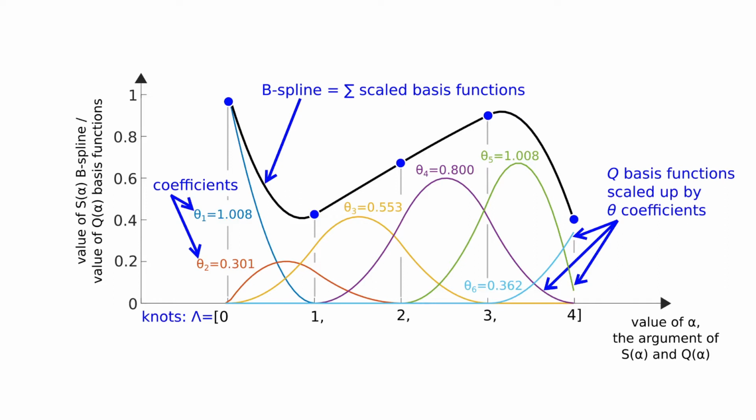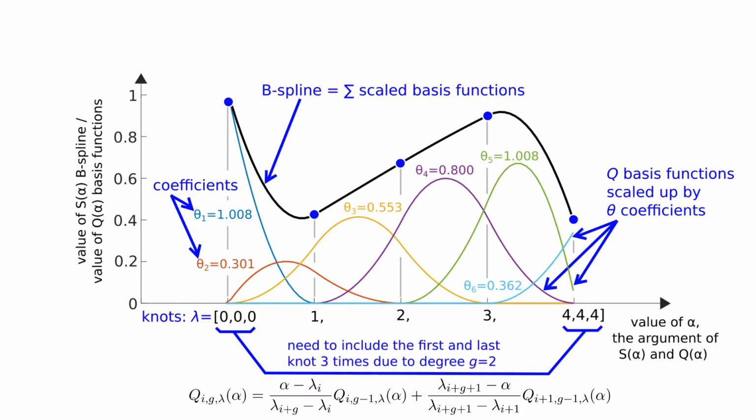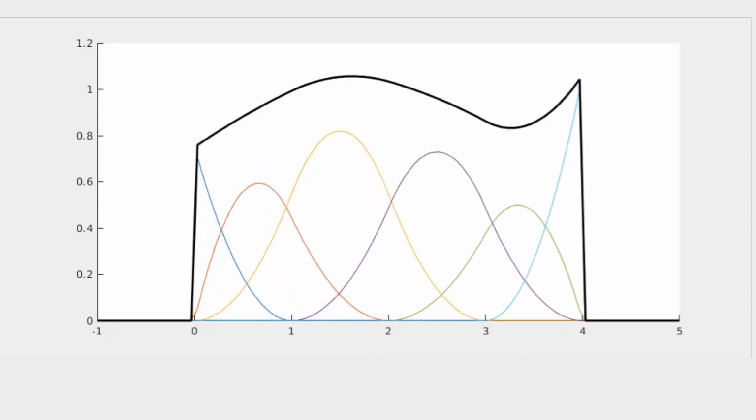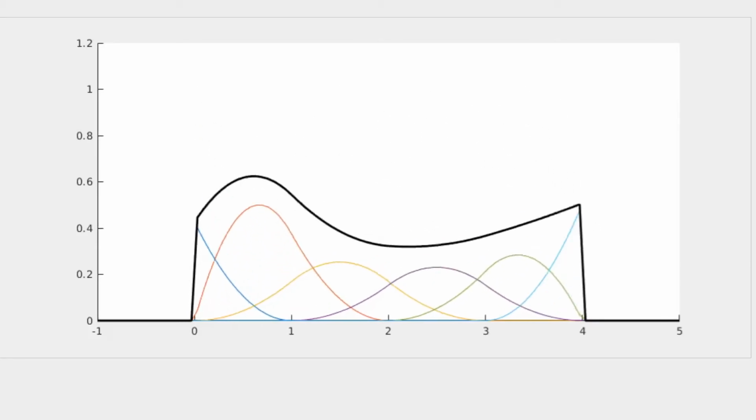So in the end, to define a spline, we need the knots, the coefficients for the weighting, and also a spline degree, which was not mentioned yet. It is the order of the polynomials of the basis functions. And as a note, due to the recursive formula used, we need to include the first and the last knot in the knot sequence multiple times, based on the spline degree.